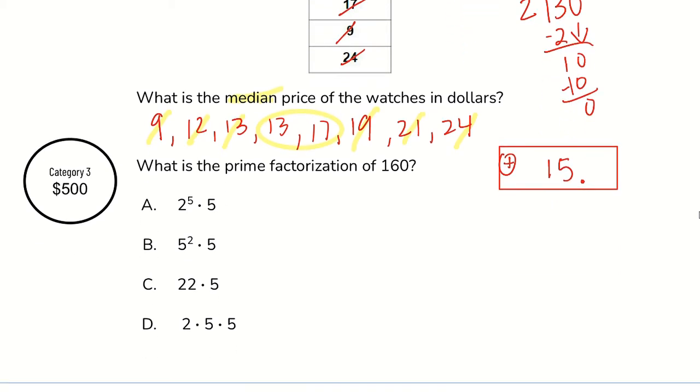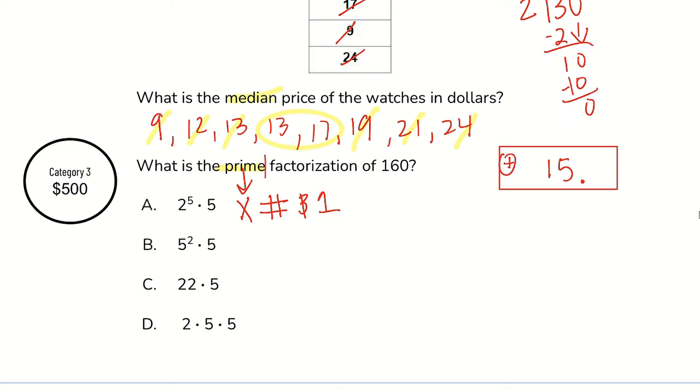Prime factorization. So, I see the word prime. Those are prime numbers. Remember, prime means you can only multiply by the number and 1. Like 2 is prime because the only way I can multiply to get to 2 is 2 times 1. 3 is prime. The only way to get to 3 is 3 times 1.